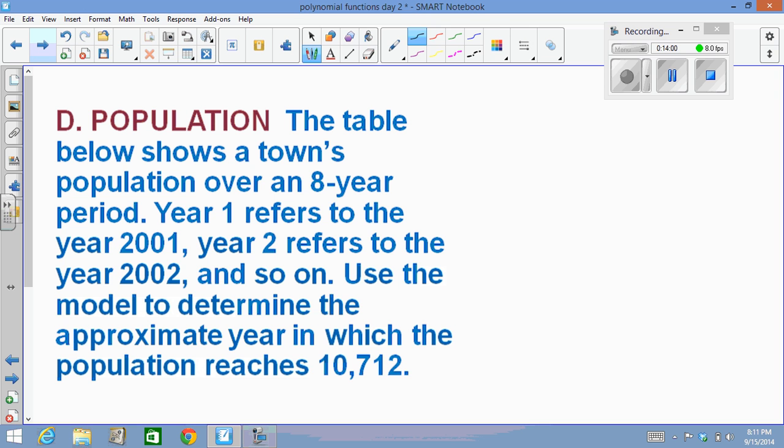And then in order to figure out when the population is going to reach 10,712.